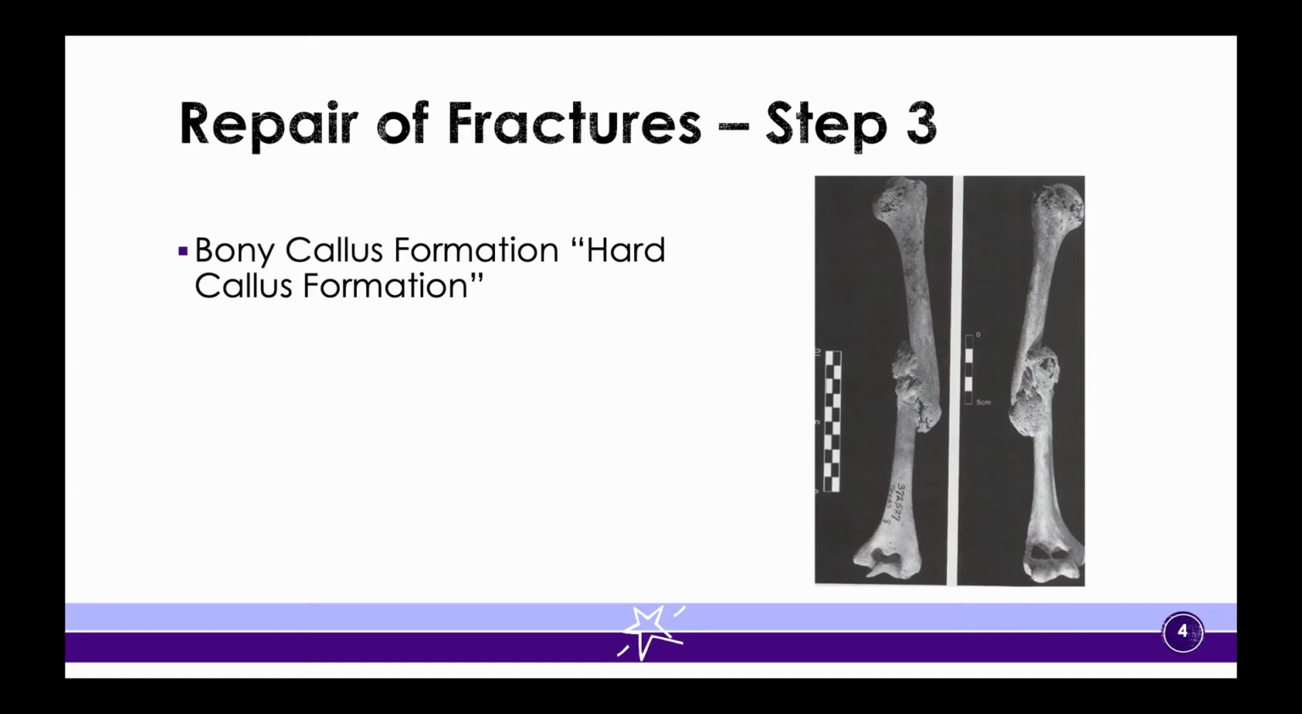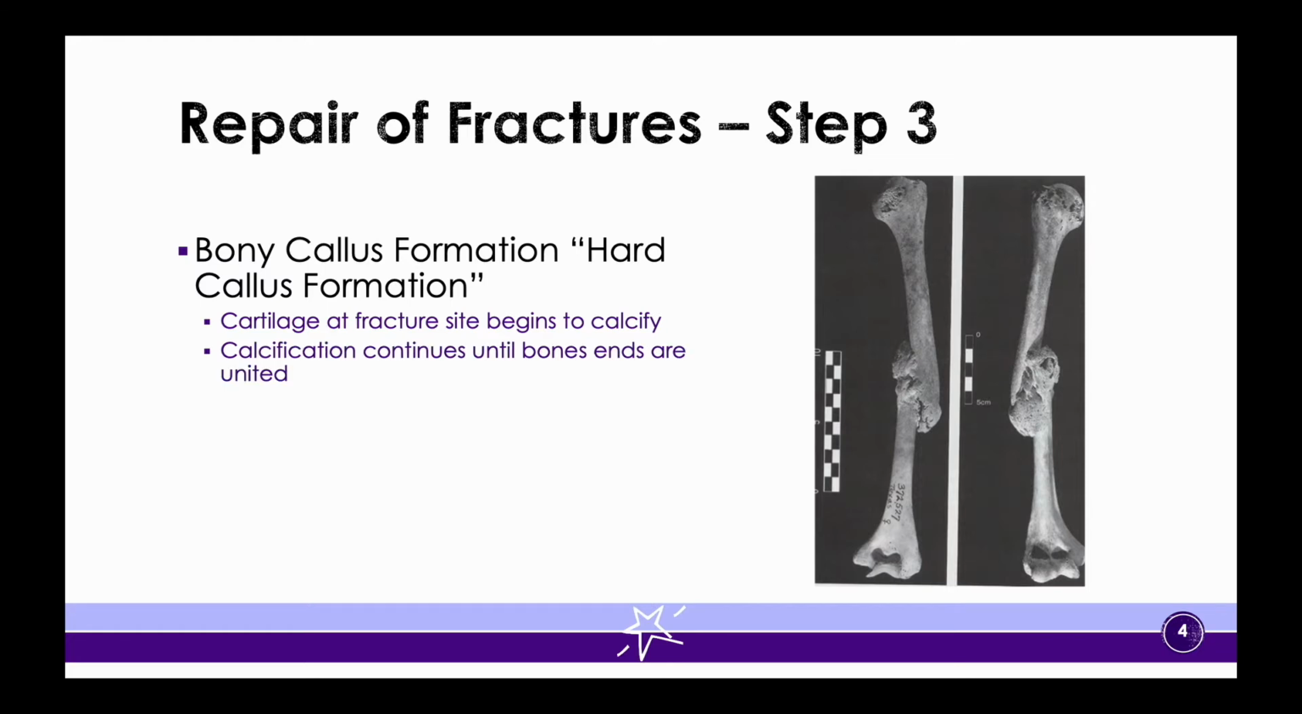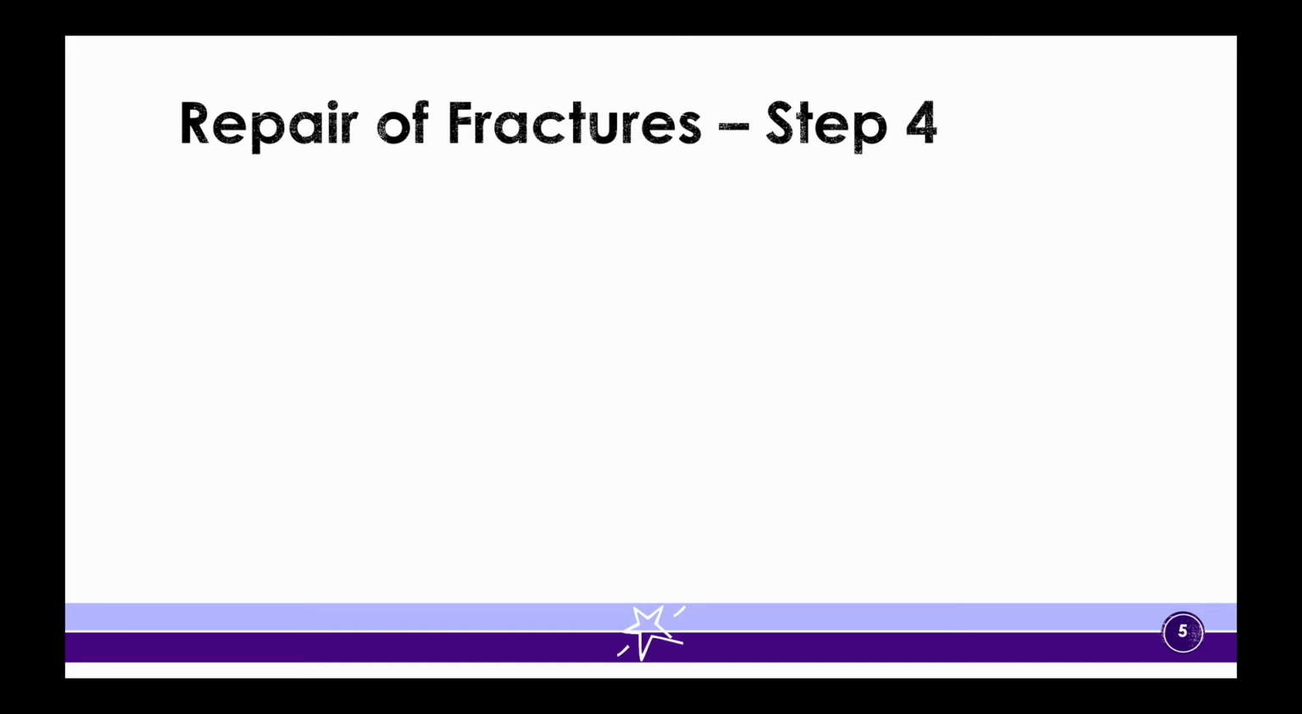Our next step in the repair of fractures is the bony callus formation, also known as the hard callus formation. So we had soft calluses forming on the previous slide, and now we've got hard calluses forming. So the cartilage that's at that fractured site is now beginning to calcify and become harder. The calcification continues until the bone ends ultimately are reunited and are joined from inside wherever the break was. There's still an increase in blood flow to the area here as it improves the healing. It's bringing more nutrients and clearing away debris.